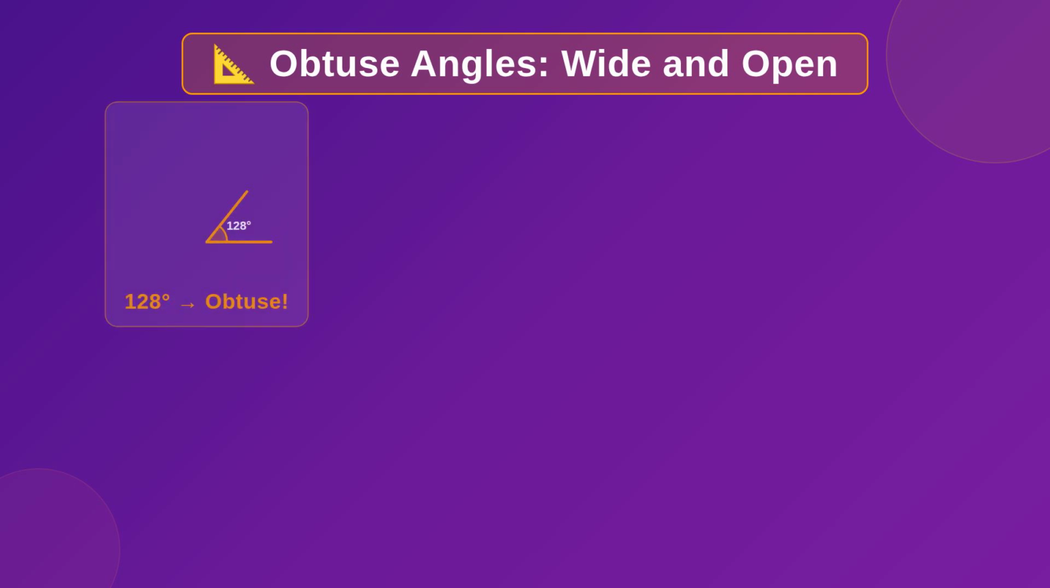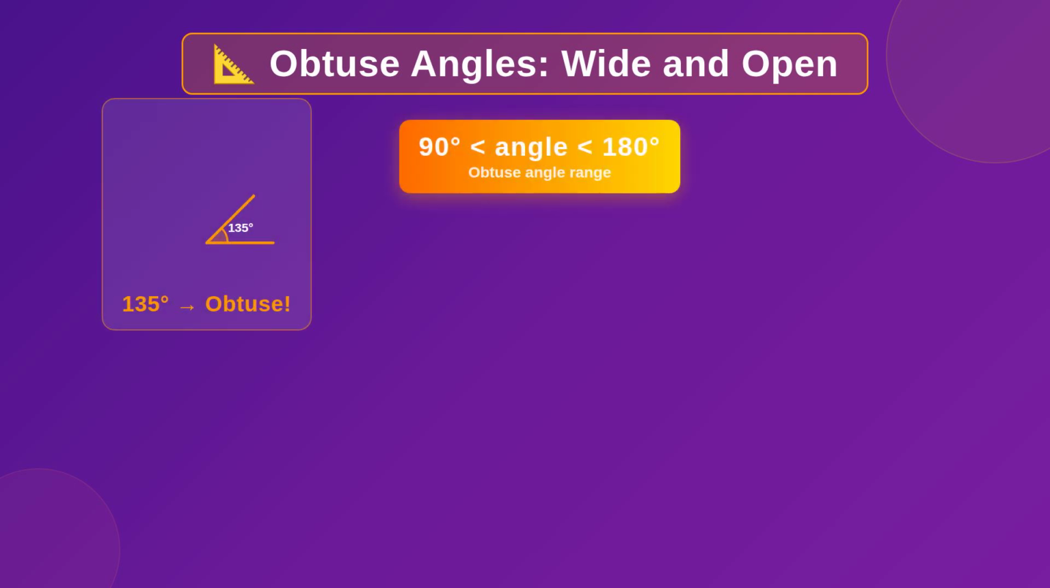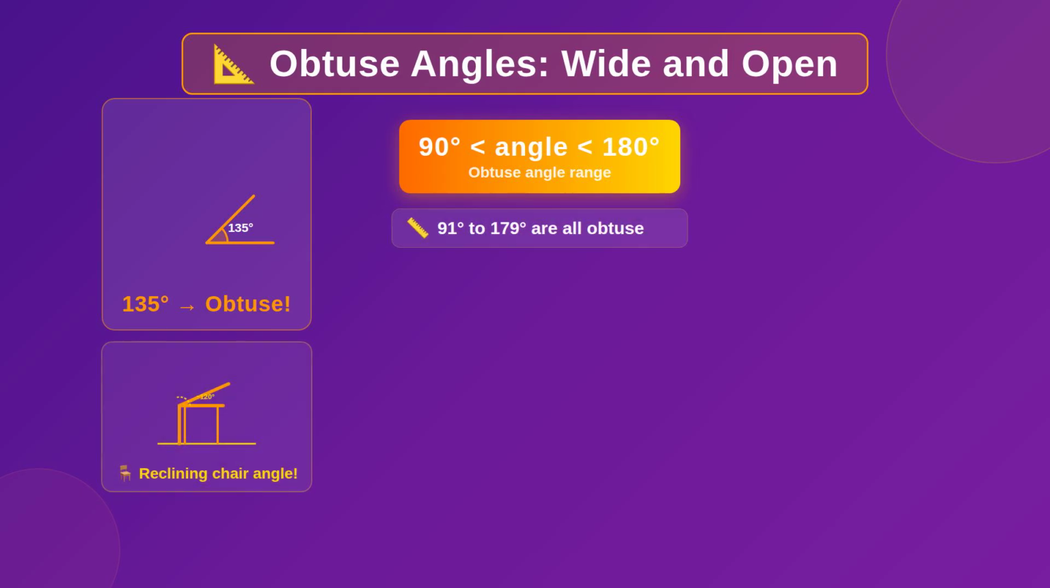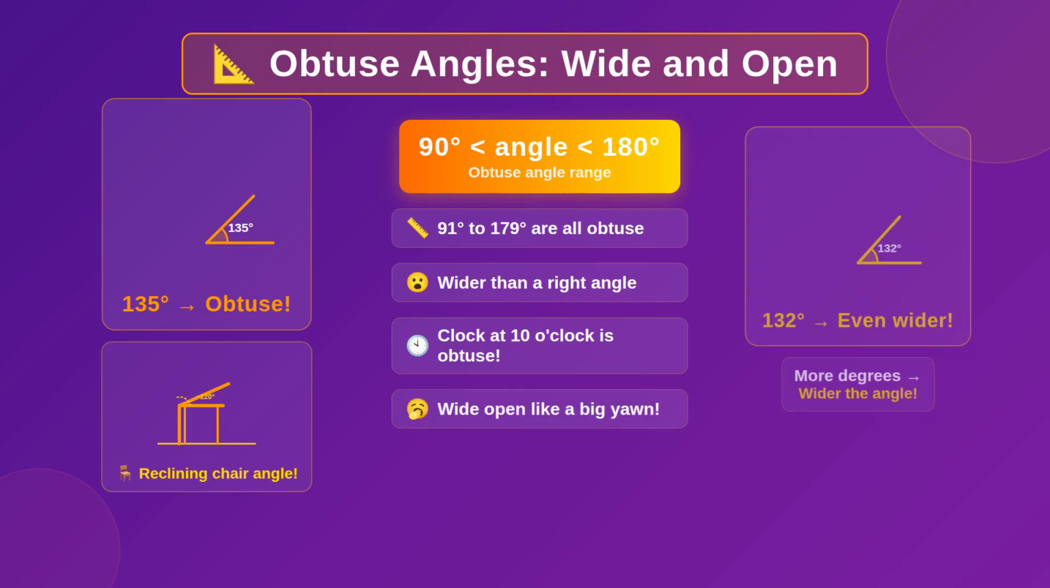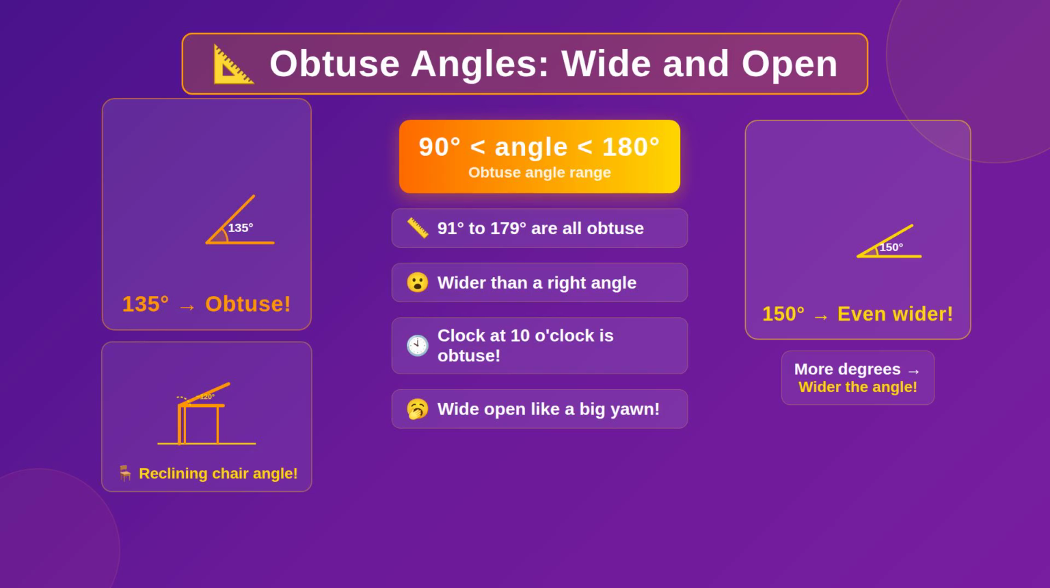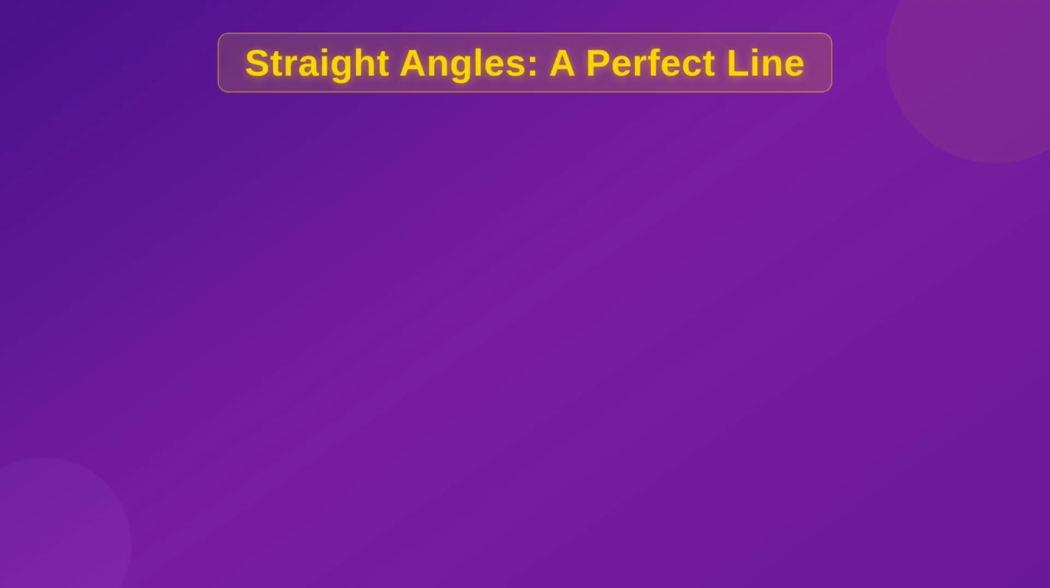Now let's talk obtuse angles. These are the big, wide open angles between 90 and 180 degrees. Maya uses obtuse angles for the base of her star shape. Think of reclining in a comfy chair. That leaning back position makes an obtuse angle with the floor. Or think of a clock at 10 o'clock. The angle between the hands is obtuse. Any angle from 91 degrees all the way up to 179 degrees is obtuse. The bigger the degrees, the wider and more open the angle looks. Wide open, just like a big yawn.